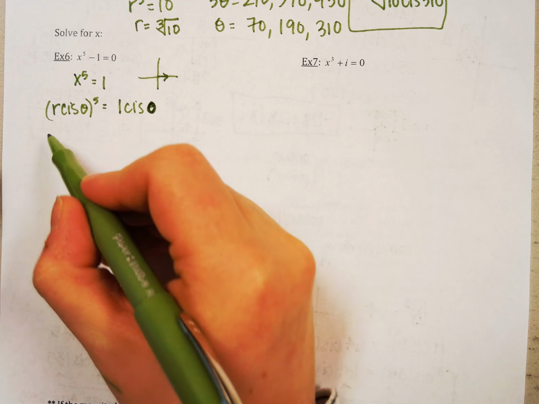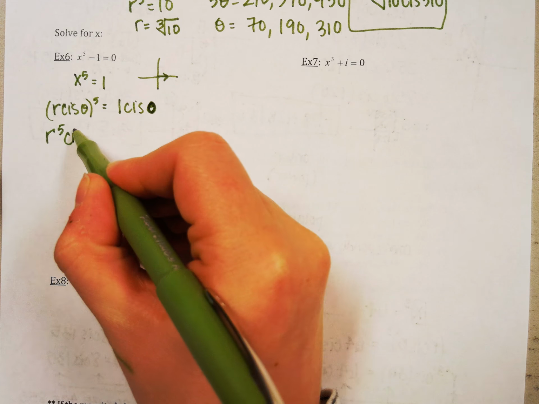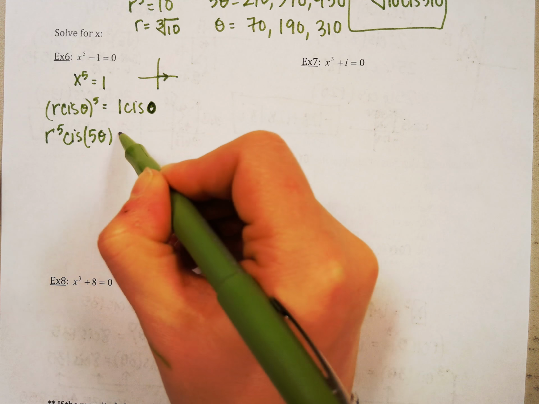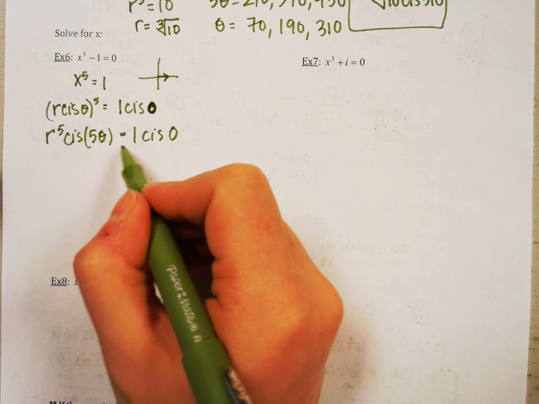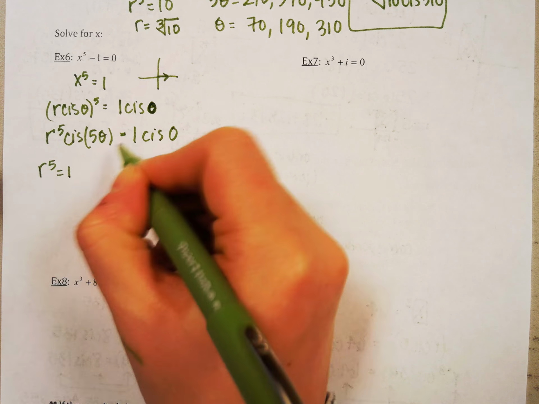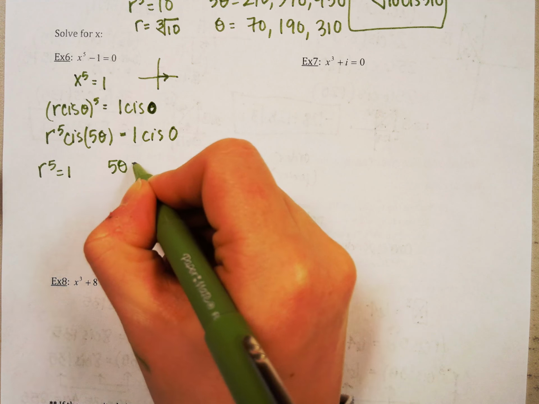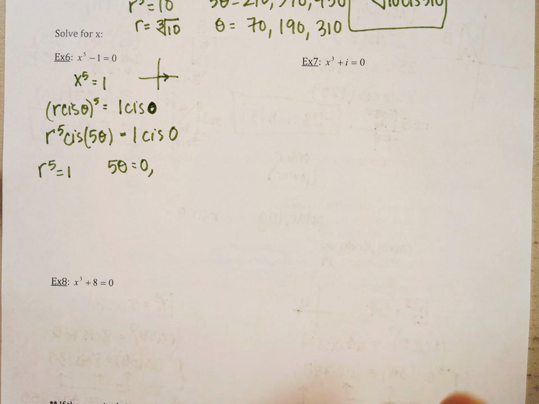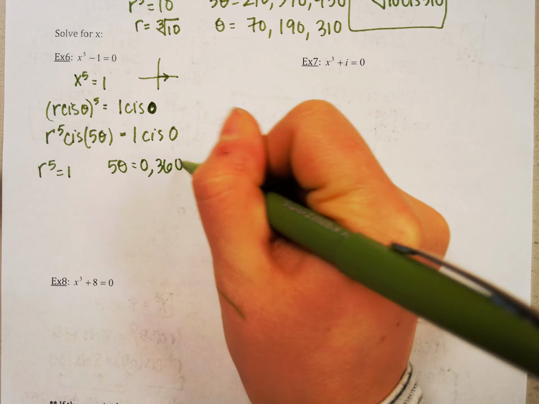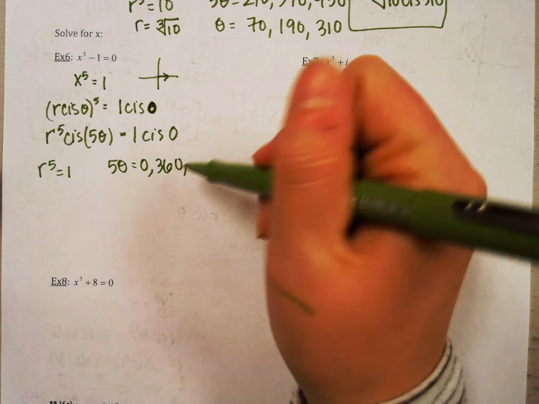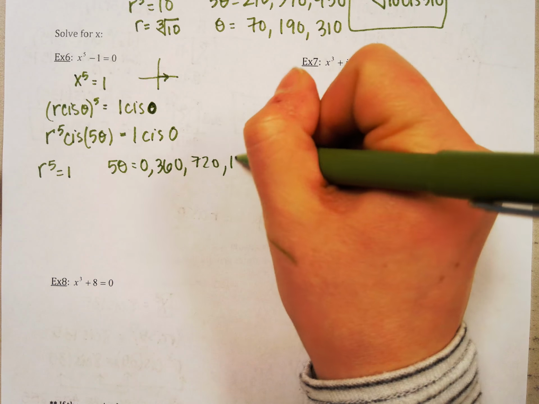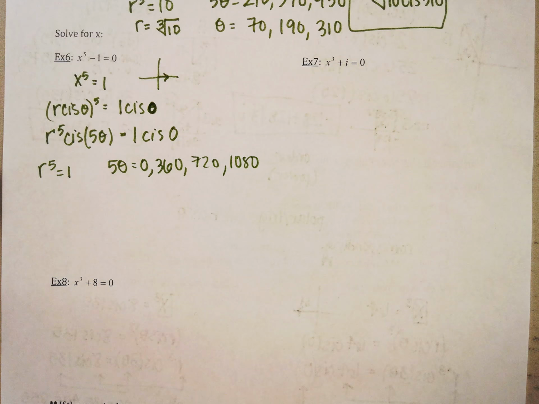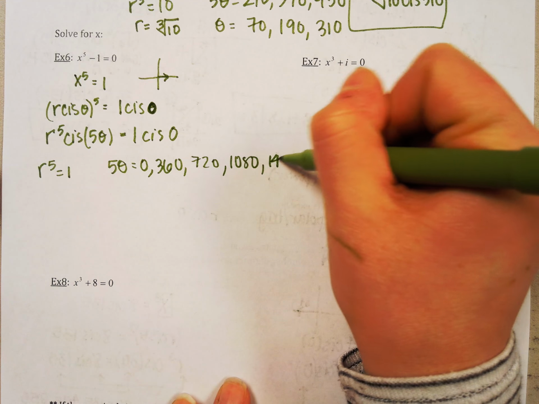Okay, and now we use de Moivre's theorem, so r to the 5th cis 5 theta equals 1 cis 0. And we set our corresponding parts equal to each other, so r to the 5th equals 1, 5 theta equals 0. But then again, we're going around 5 different times, so we have to add 360 to get our 5 answers. So we'll keep going. Add 360 again, we get 720. Add 360 again, we'll get 1080. And finally, last time, add 360, we get 1440.